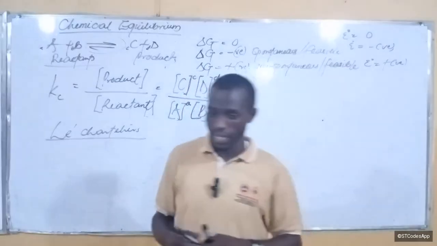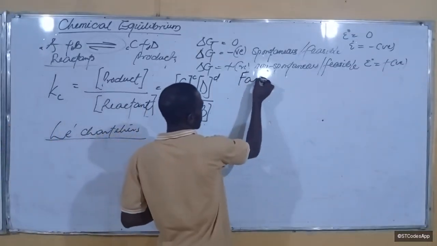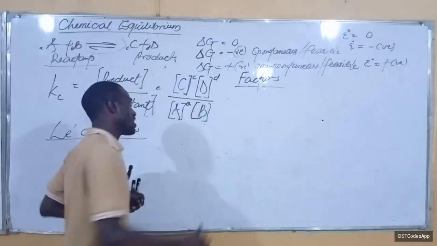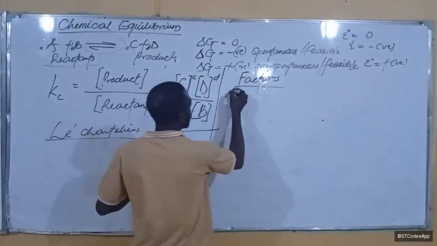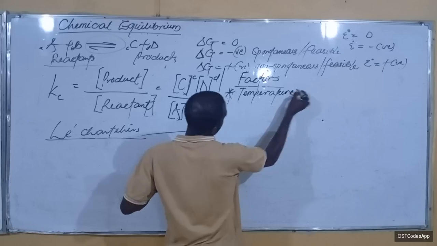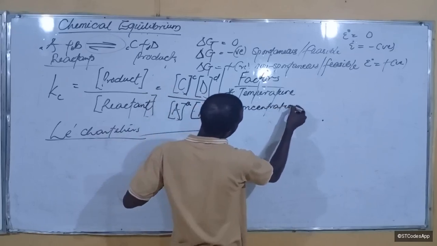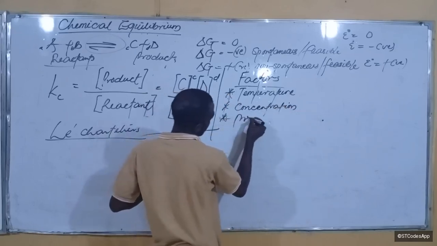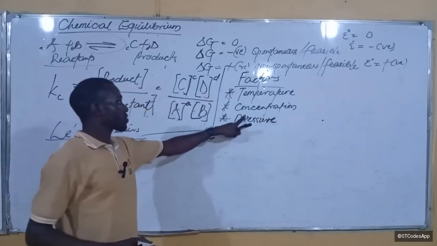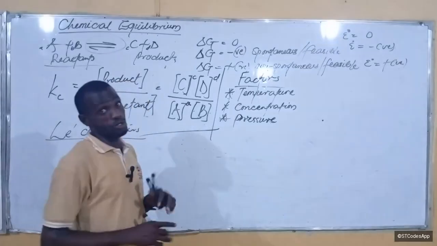Is it clear? Good. Now, quickly, let's talk about the factors that affect equilibrium. We're almost done. It's this one that students have problems with the most, and that's what I really want to address. What are the factors that affect chemical equilibrium? There are three major factors: temperature, concentration, and pressure. Now, pressure affects gases only. Concentration and pressure are the things you must first keep in mind.